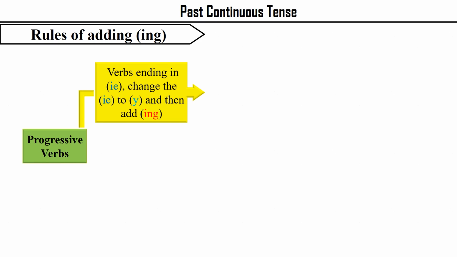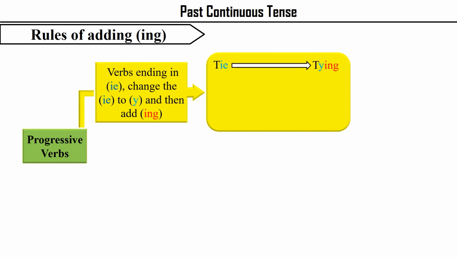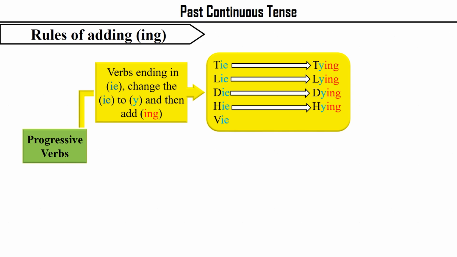Verbs ending in ie, first change the ie to y and then add ing. For example, tie becomes tying. Tie ends in ie. First we change the ie to y and then we add ing. Tie becomes tying. Or lie becomes lying. Die becomes dying. High becomes highing. Why becomes whying, etc.